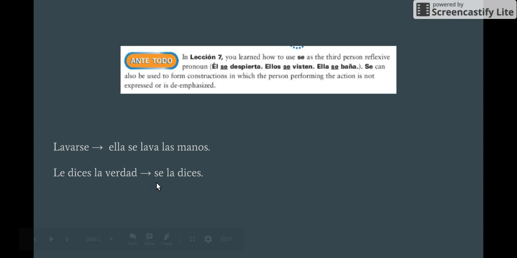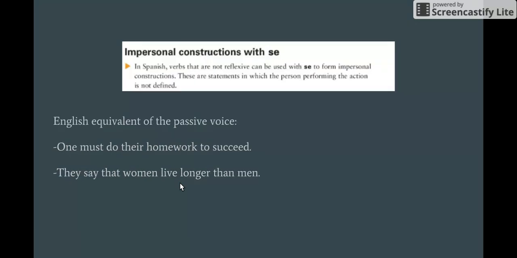So you can see here, le dices la verdad. Le is the indirect object pronoun. La verdad is the direct object. When we replace la verdad with the direct object pronoun, la, since you can't have le la, the le turns to a se. So se la dices. So those are two examples of se that we've seen so far.